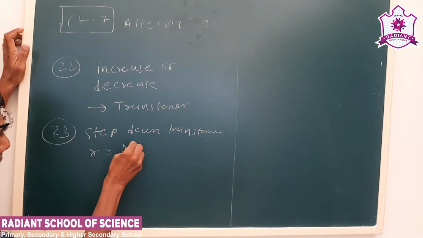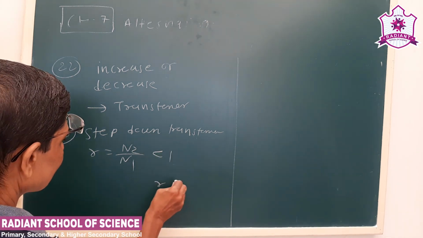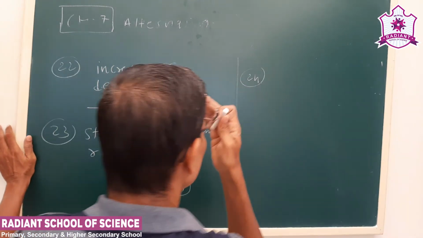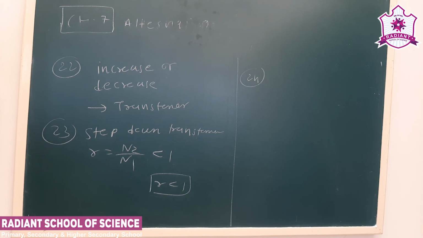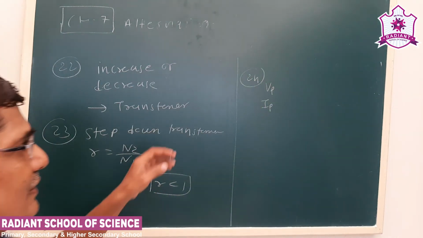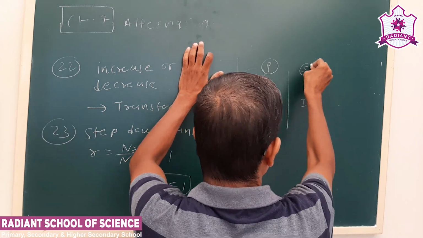The transformation ratio R is N2 upon N1. Now for a step down transformer, the voltage decreases, so naturally the transformation ratio will be less than 1. That is about MCQ number 23. Now see, the next one is also related to the transformer. Here VP is the primary voltage, IP is the primary current, VS is the secondary voltage, IS is the secondary current, P is for primary, S for secondary.